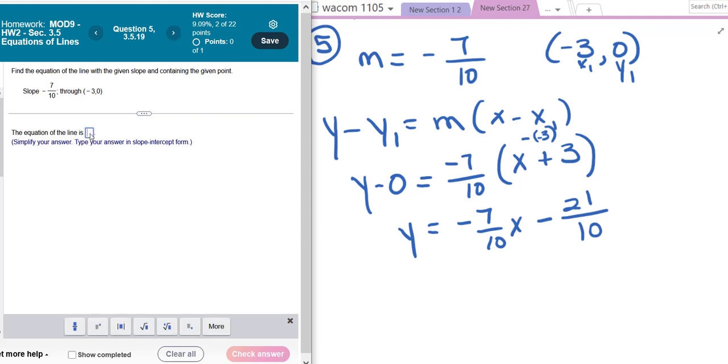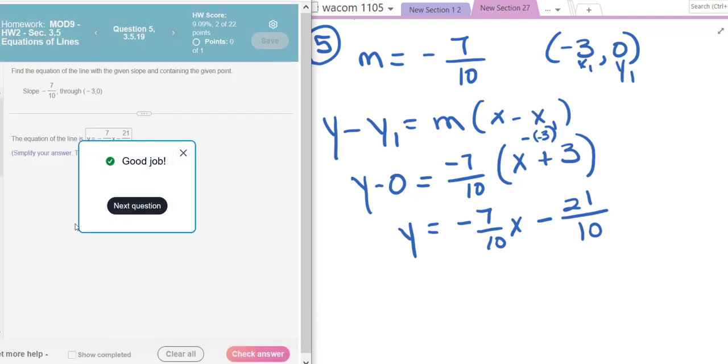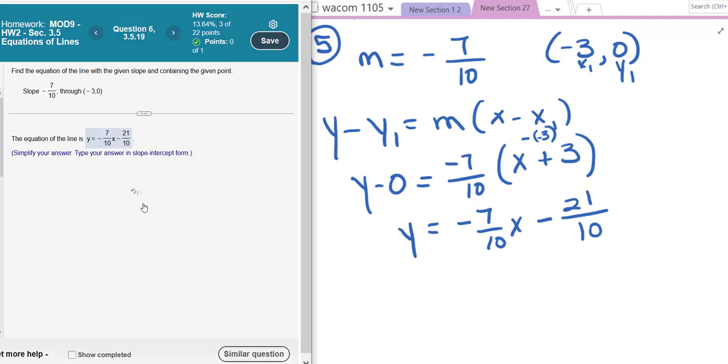And you could have cleared the fraction if you had chosen to. I knew that we weren't going to have to add or subtract, so that's why I was okay with just distributing. All right, that was 5.